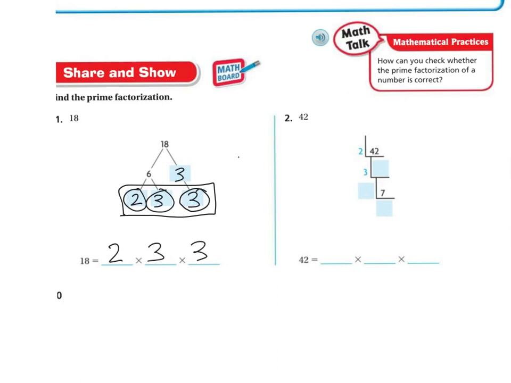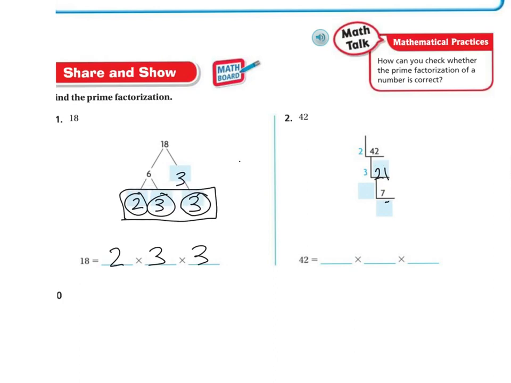So let's do 42. So 2 goes into 42 21 times. 3 goes into 21, and we've got our 7 times. And then 7 goes into 7 1 time. So our prime numbers are going to be 2, 3, and 7.